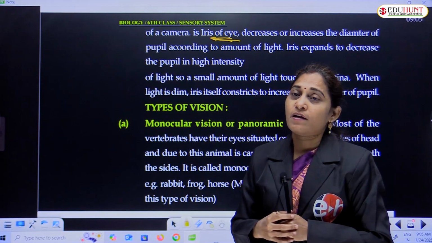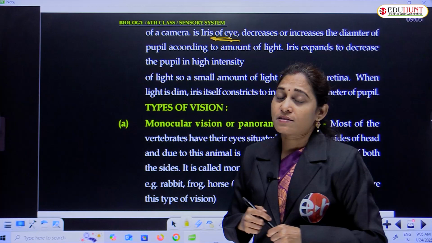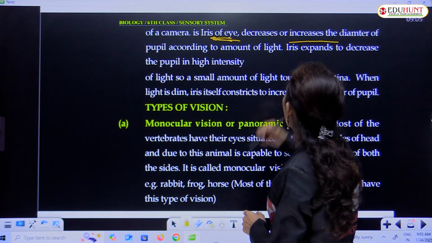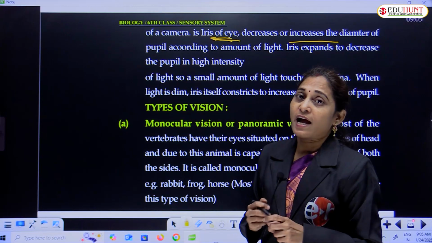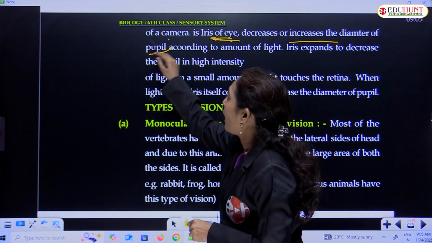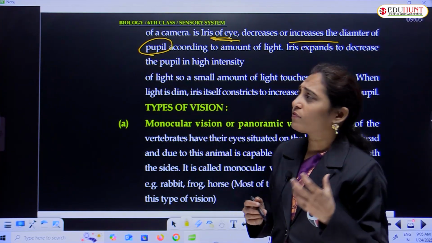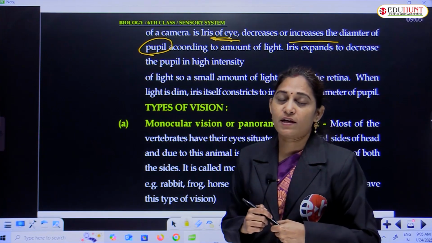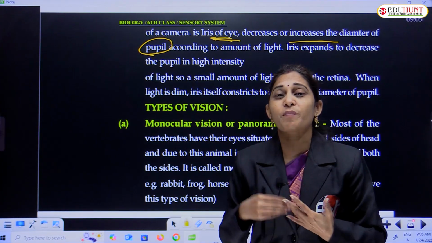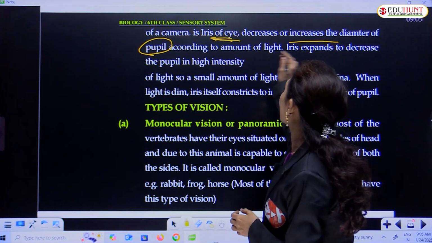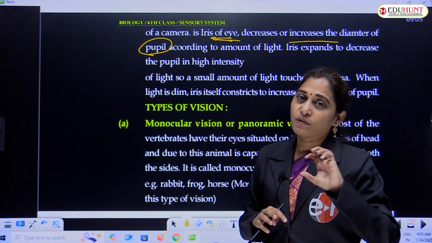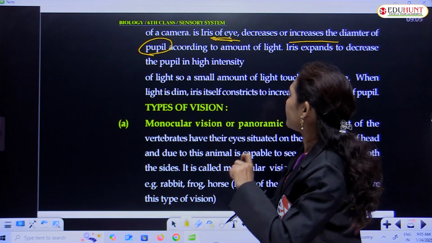In the same way, the iris acts as the diaphragm of the camera, and it decreases or increases the diameter of the pupil according to the beam of the light, or the amount of light, or the brightness, the intensity of the light. Depending on the intensity of the light, it adjusts the diameter of the pupil. The diameter of the pupil will be adjusted by the iris.